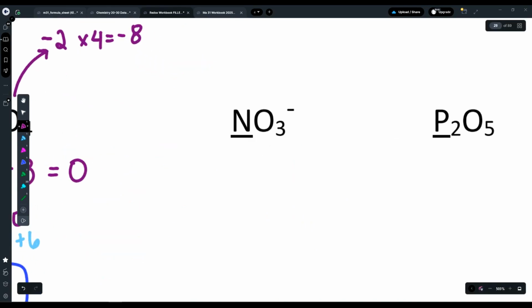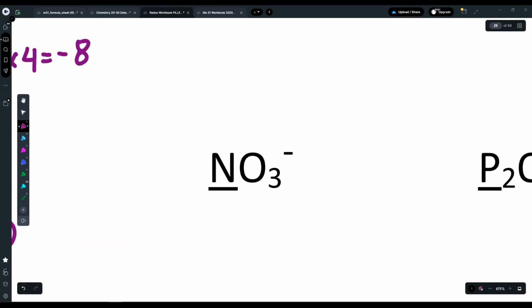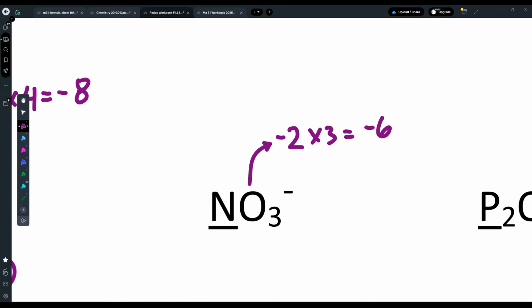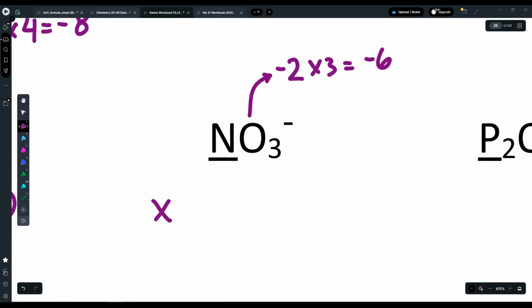Okay, moving on to the nitrate ion. Once again, we're starting out with what we know. We don't know nitrogen, but we do know that each oxide ion has an oxidation state of -2. There's 3 of them, so that's -6. There's only one nitrogen, so I'm representing that with a 1x.